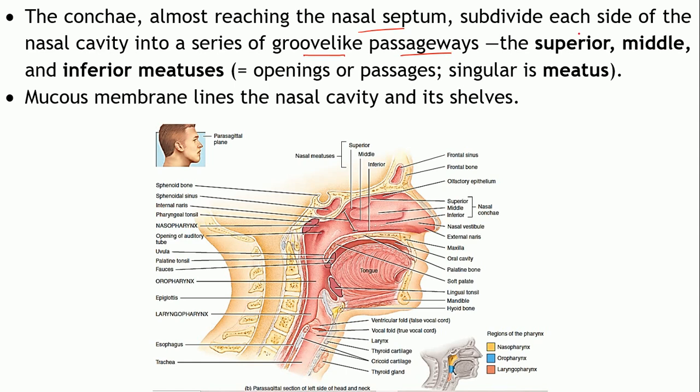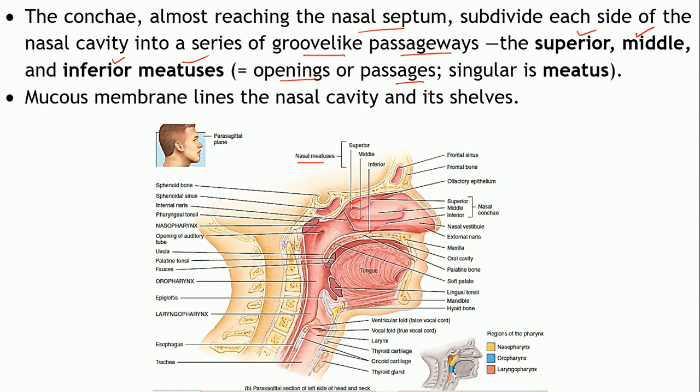So, these are the superior, middle and the inferior meatuses. That is the superior, this one is the middle and this one is the inferior nasal meatuses. So, three groove-like structures are produced within the nasal cavity. Now, what is the meaning of this word meatus? That means openings or passages.